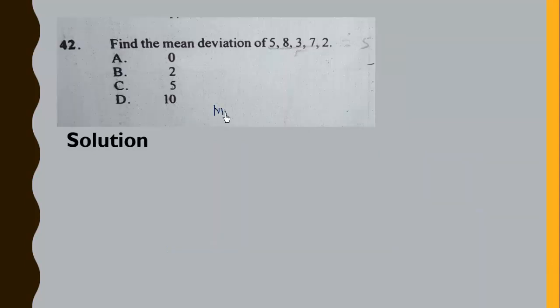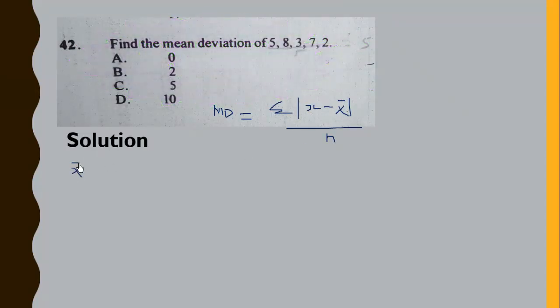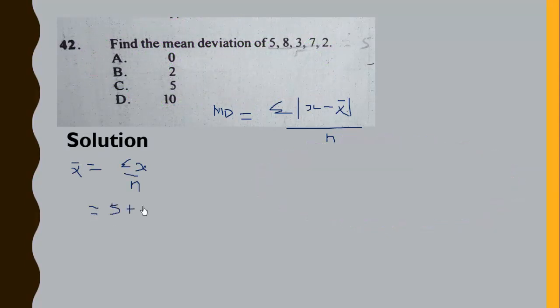So we have this. We are finding the mean deviation. So the mean deviation is given by sigma absolute value of x minus the mean, all over n. So our mean is given by sigma x over n. So we add all these values and divide by 5. Adding all this will give us 25. So 25/5, so the mean is 5.